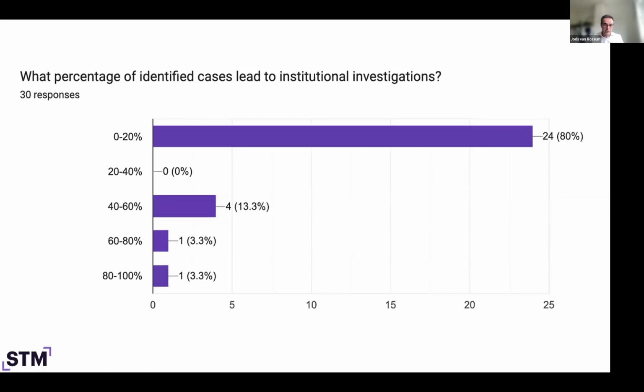80% of respondents answered that in 0 to 20% of the cases, they lead to institutional investigations. Obviously also depends on at what stage and what prompted the investigation by the integrity experts.